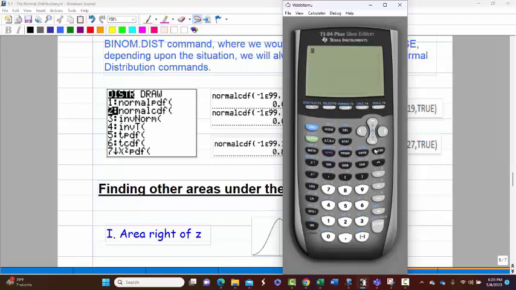So if you go second, distribution, we won't ever be using the top one. With the binomial, we used PDF and CDF. Here we only use CDF, so that's already there as default. Let me clear it and I'll show how to enter it. Negative 1e to the 99 is basically representing negative infinity. It means you're coming from negative infinity to whatever your z value is, which is negative 2.19.